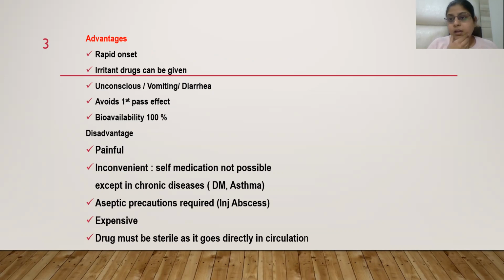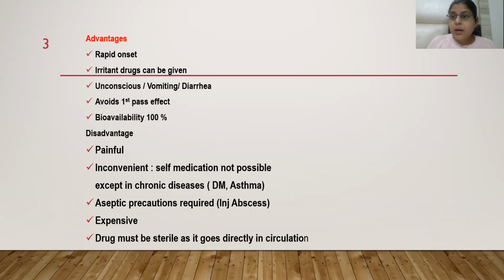Advantages of the parenteral route: it has a rapid onset, and drugs irritant to the gastric mucosa can be given by this route. In unconscious, vomiting, or diarrhea patients, we can give intravenous, intramuscular, and subcutaneous injections. The first pass effect, that is, first pass metabolism, is avoided. The drug does not reach the GIT, is not absorbed and does not travel to the liver. It reaches the systemic circulation directly, so there is no metabolism by the liver.